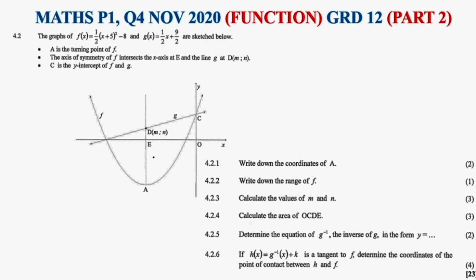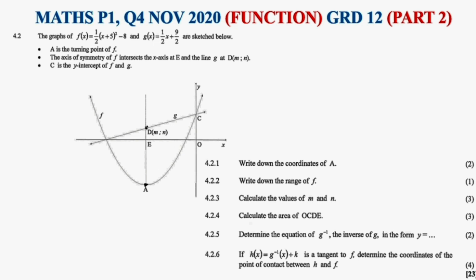All right, now let's have a look at what we have here. We've got a parabola given by f of x. There is our turning point, and we are also given a straight line in terms of g of x. It's always much easier when they draw everything for us, isn't it? Then the axis of symmetry at x, and then at E, and also the line of g at D, with the coordinates M here.